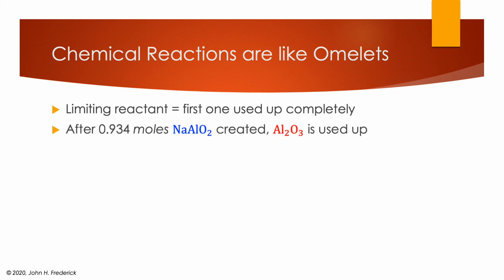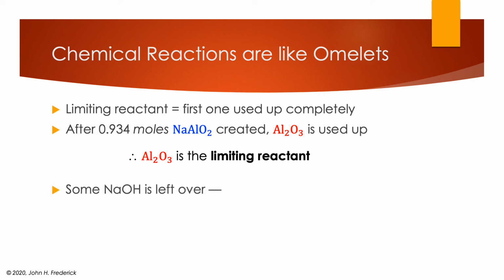So we've already determined that when we've created 0.934 moles of the product, we've used up the aluminum oxide. It's all gone, and we can't get to 1.19 moles. That was the amount that we would have gotten from the sodium hydroxide. So this tells us that the aluminum oxide is the limiting reactant. Since there is some sodium hydroxide left over, this is what we call an excess reactant. So the whole point of this is to get you familiar with the idea of a limiting reactant and excess reactant. Could be more than one. We're going to be dealing with this a little bit more in depth in the next video.